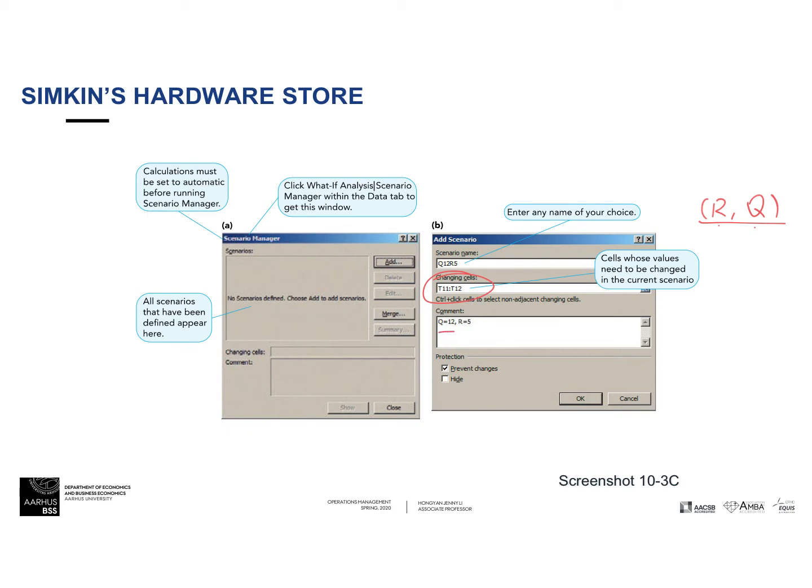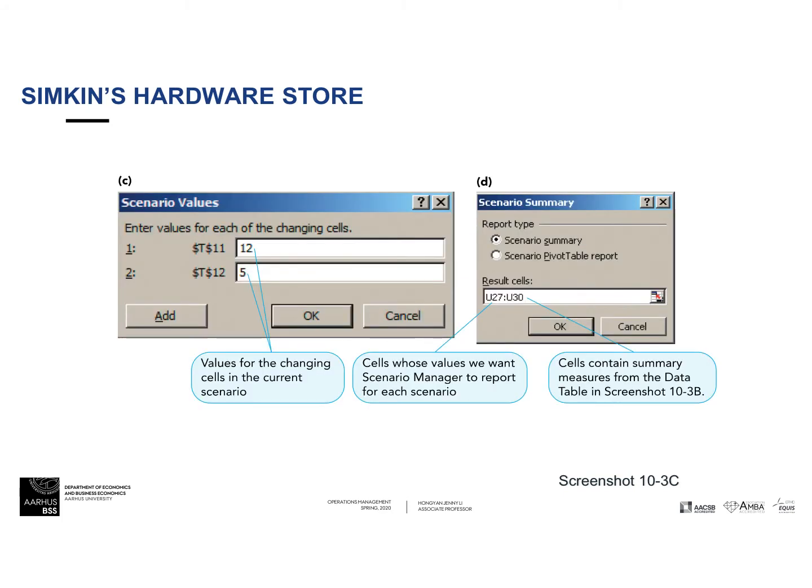Now you can see you can change the order policy. So for example, now you add a new policy, Q equals 12, R equals 5. Of course, you can add more. This slide also shows the continuation of making scenarios. So now you give the values to your scenarios, and now you can see the values of your scenarios.